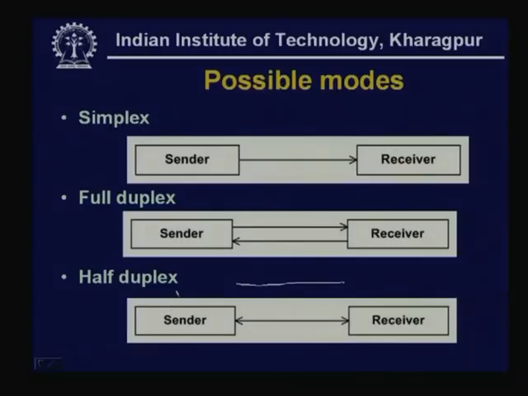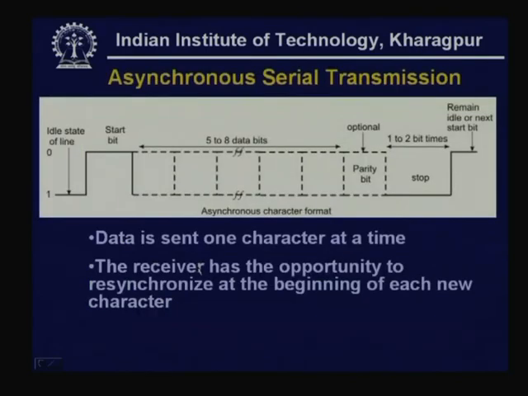In such a case, the technique is known as half duplex. That means a single communication channel is being used for communication in both directions, but in one direction at a time. This is known as half duplex communication. Then come the other two techniques, that is asynchronous and synchronous. Let us see what we mean by asynchronous serial transmission.